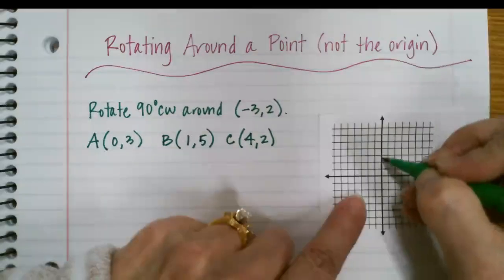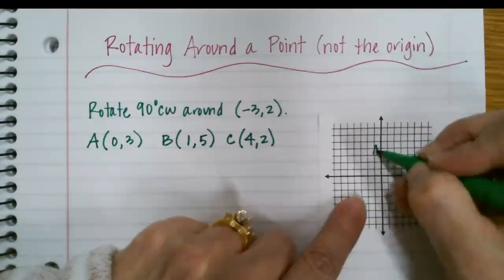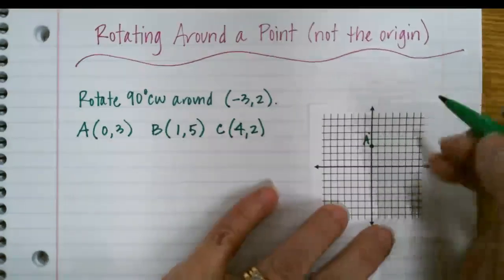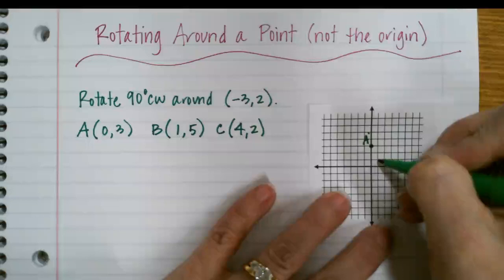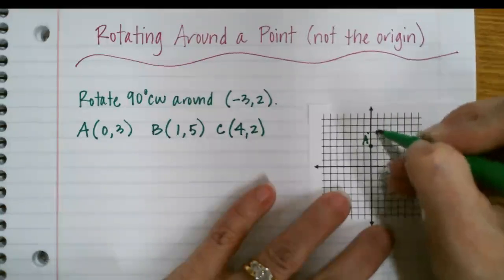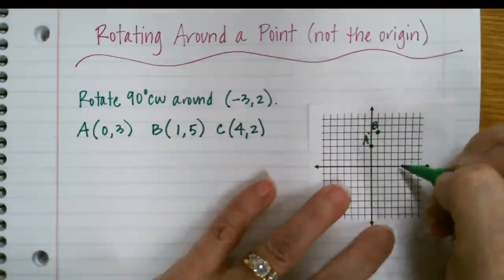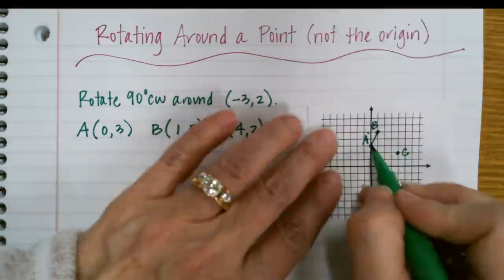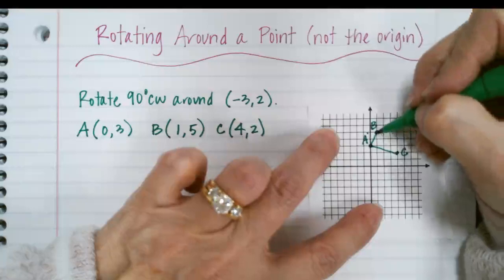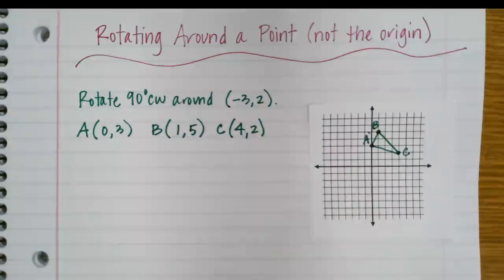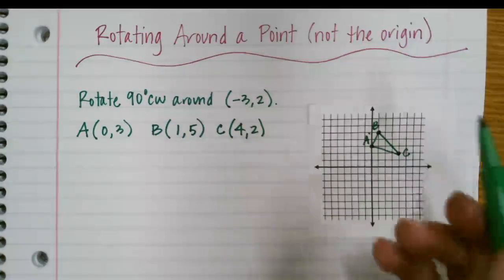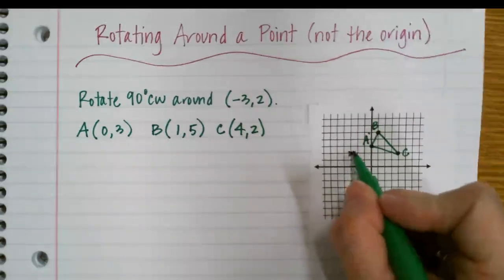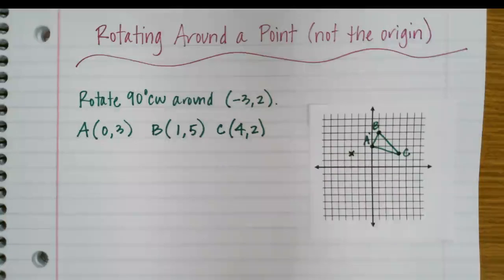All right, so 0, 3. So here's our A. Oops, I didn't mean to put that prime there. That's just our A. Over 1, 1, 2, 3, 4, 5. There's B. And then over 4 up 2. So here's C. So here is our triangle. And then we are rotating around the point -3, 2. So this is our point of rotation right there.